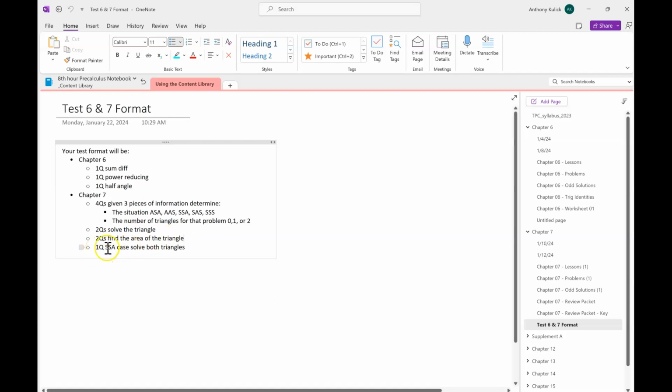And then I have 1 question where I give you the SSA case that has 2 triangles, and I'm going to ask you to solve for both triangles. You don't have to verify that it's a 2-triangle case. You just have to solve the 2 triangles that are given, just like in the homework, right, where we did the same thing there. We told you it's a 2-triangle situation. Solve the triangles.